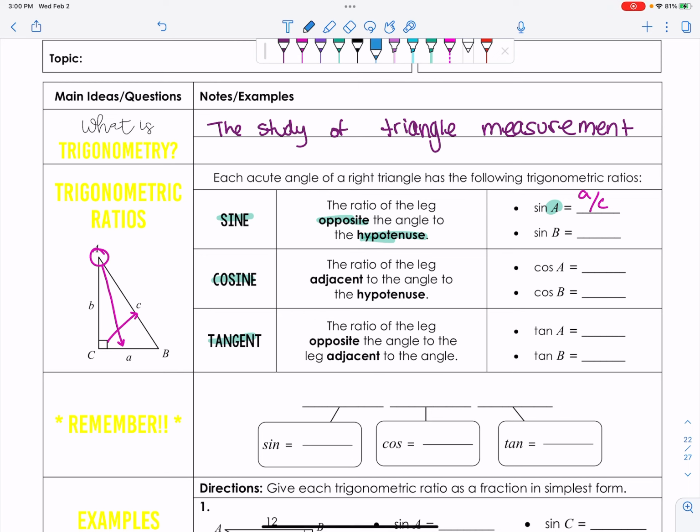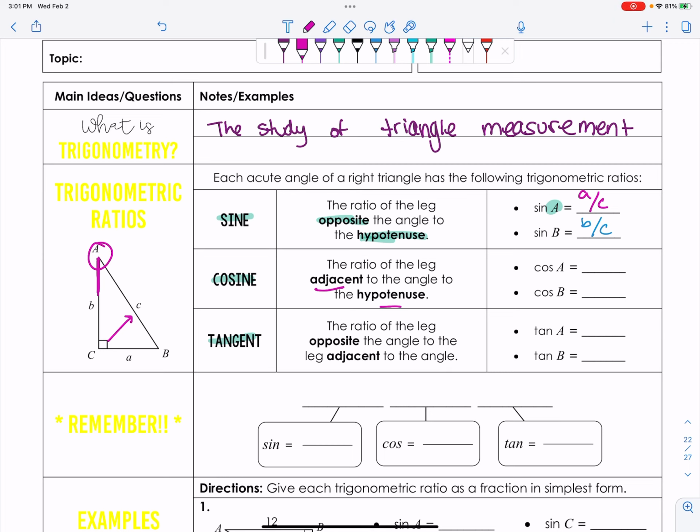Our sine of angle B, the side opposite B is going to be B over the hypotenuse, which is C. So that's sine. Sine deals with the opposite and the hypotenuse. Cosine deals with the adjacent and the hypotenuse. So if I'm looking at angle A, the side adjacent is going to be the side next to angle A. Now, not to be confused with the hypotenuse. The hypotenuse is always the side across from the right angle. We need to make sure we are aware of that.